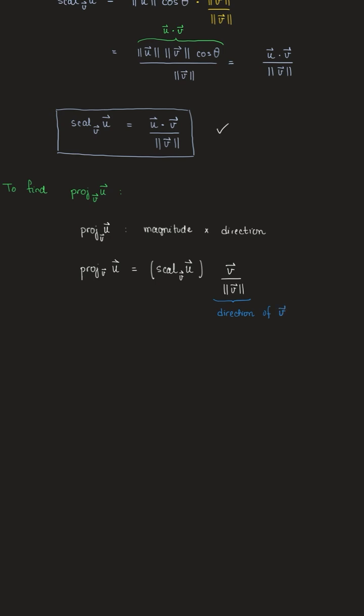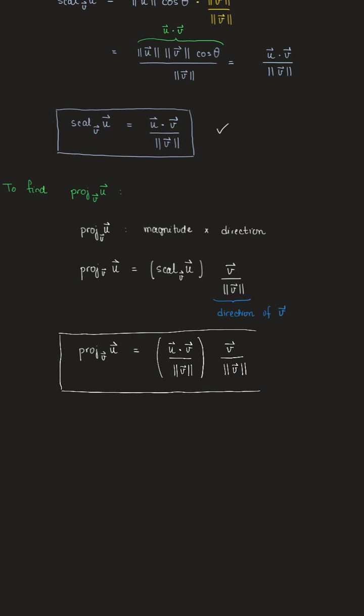So if we work on this a little bit more, we have that the vector projection of u onto v, well, we now have an expression for the scalar projection of u onto v up here. So we can write the vector projection as the dot product of u and v divided by the magnitude of v. This is a scalar, which is the magnitude of the projection. And then we multiply by the direction of our vector v, which is the unit vector in the direction of v. So there it is. This is our vector projection of u onto v.